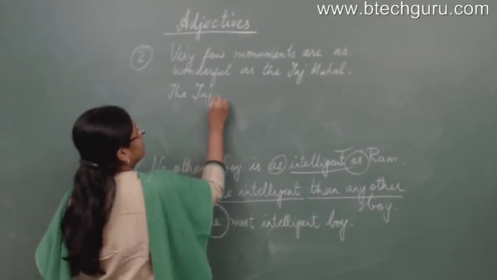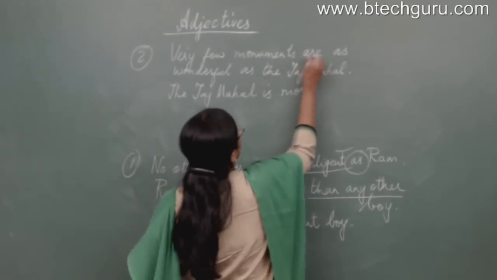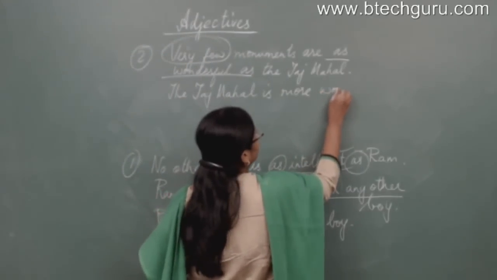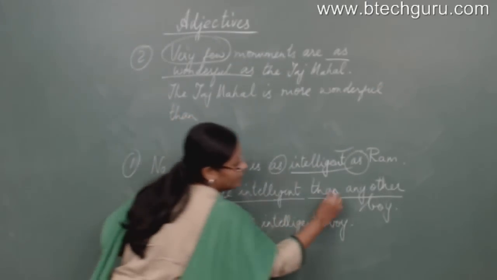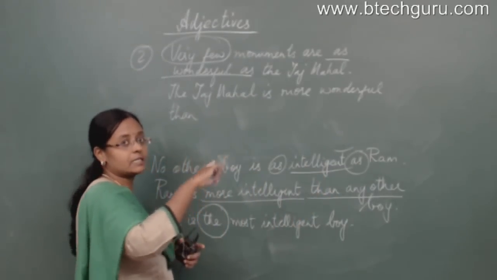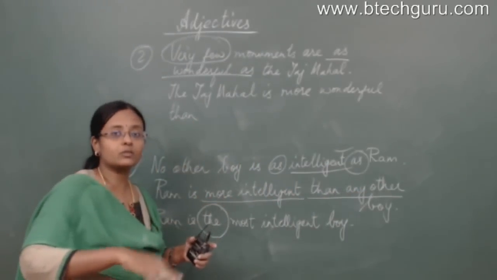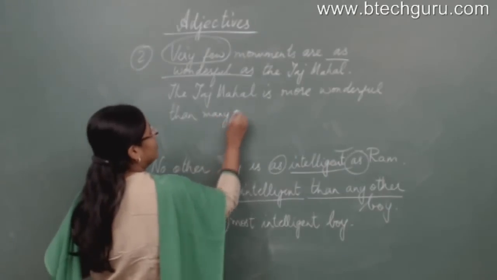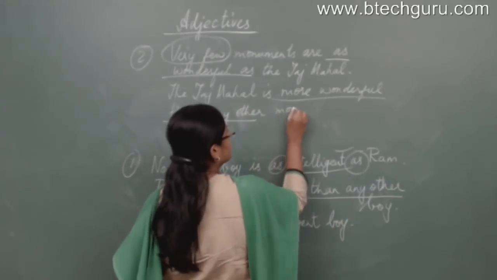Then when you talk about the comparative, you see the Taj Mahal is as wonderful as, and then very few. These are the words to be remembered. Is more wonderful than many other. Here you see than any other we said. Please note the difference. Here when there is only one thing that excels everything else, we say than any other. Here when there are a few more things which are equally wonderful, equally good, then you say than many other. More wonderful than many other monuments.